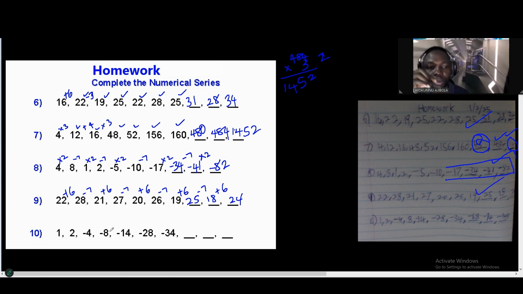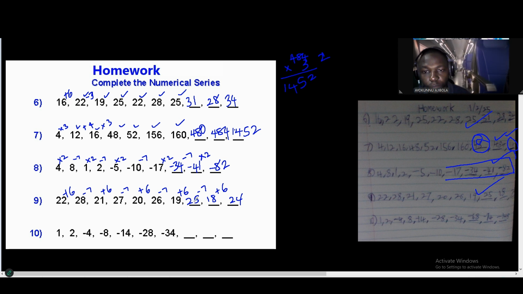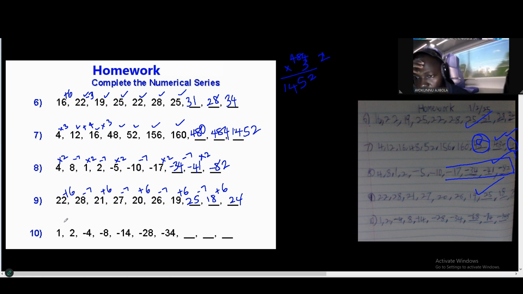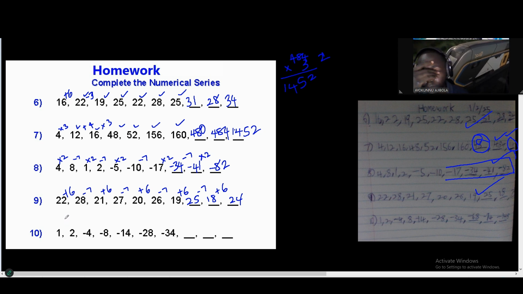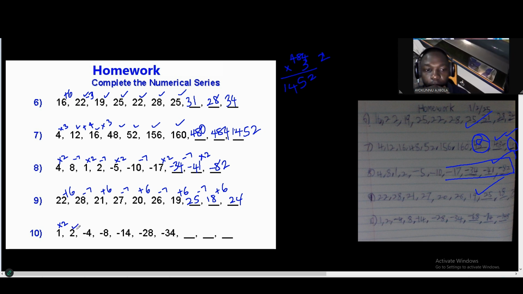Then what's the last rule there? I think it's times 2 and add 6. Okay. Is it add 6 or take away 6? Add 6, right? So if you say times 2, give 2. If you add 6 to 2, what do you get? That should be 8, right?